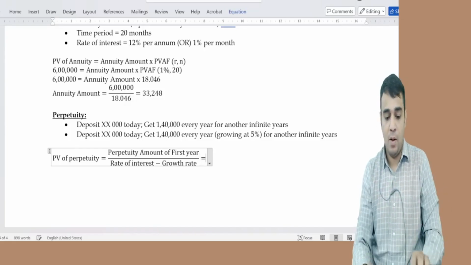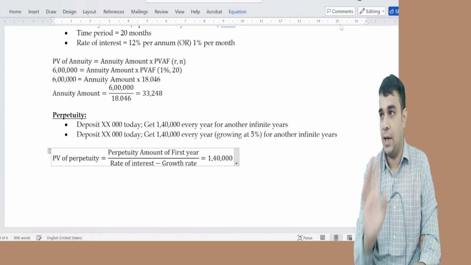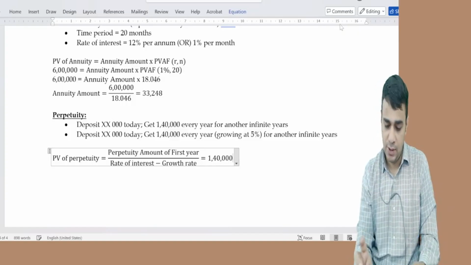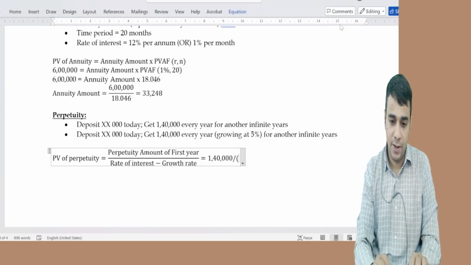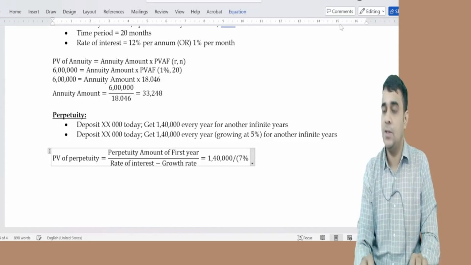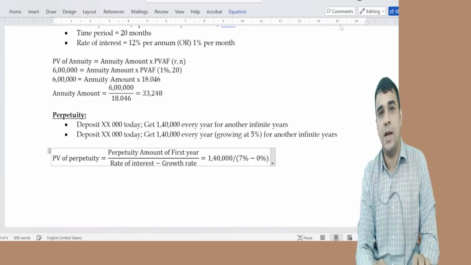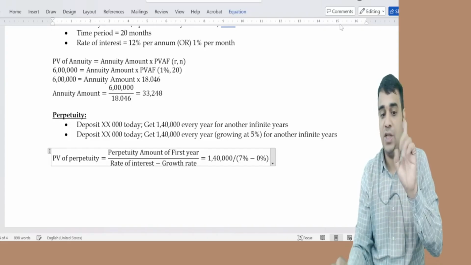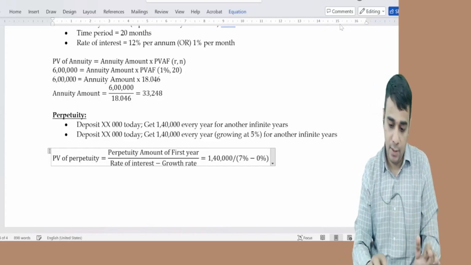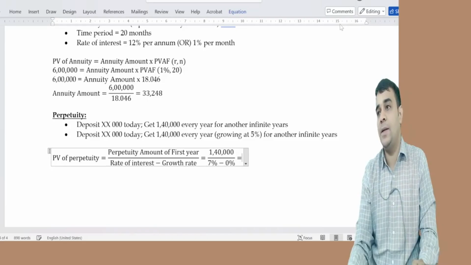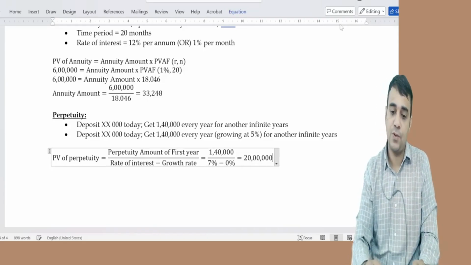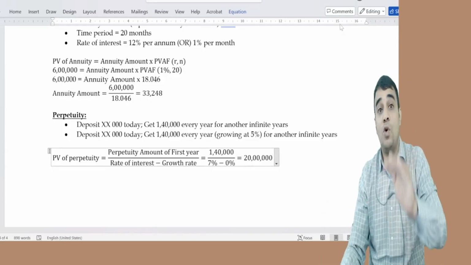Wait for some time. First scenario, 1,40,000 divided by rate of interest, I said 7%. Growth rate is 0%. First scenario, no growth. First year amount you have to take. What's the answer you get? 1,40,000 divided by 7%, which is what that Excel gave by doing so many years of calculation.